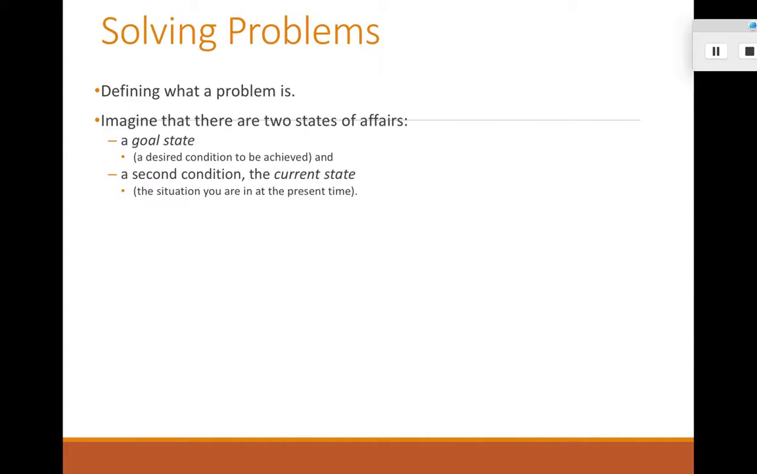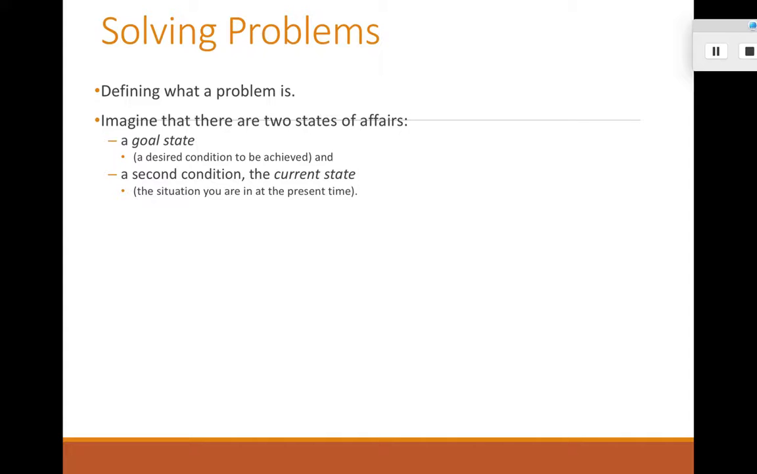So when we think of problems and when we think of what we're trying to do with a specific problem, imagine that there are essentially two states here that we have. The first state is going to be your goal state. And when we talk about your goal state, this is essentially the desired outcome that we hope to achieve, versus the current state. And the current state is the current situation that you are in at present time.